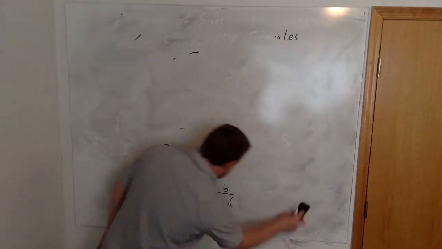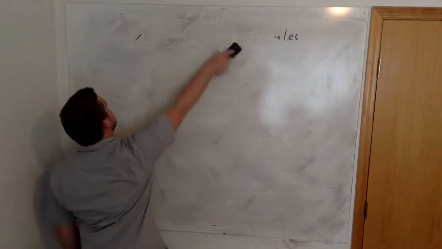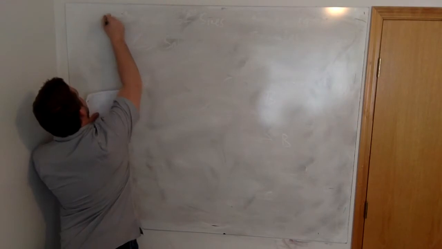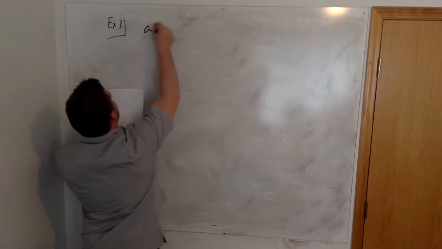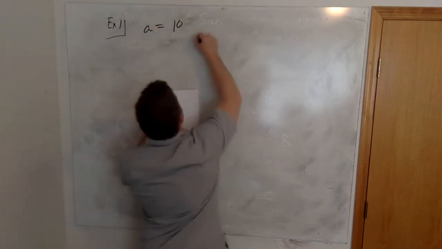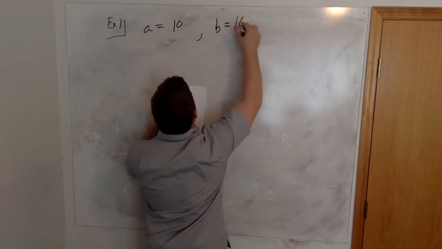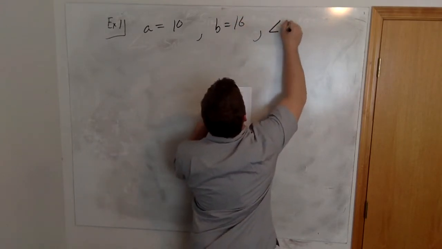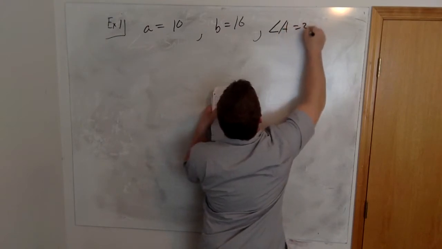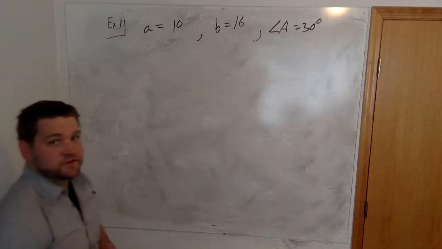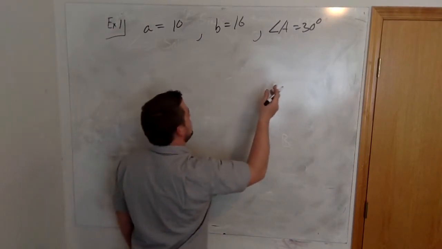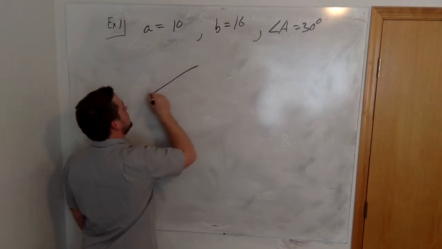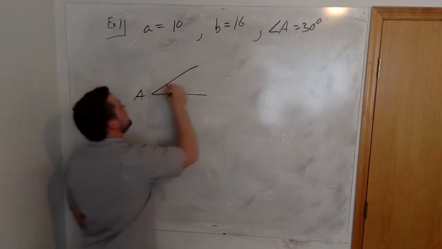Okay, so let's say we are given the following information. So here's our example one. Let's say they tell us that we have a side length a of 10, a side length b of 16, and that the angle A is 30 degrees. Okay, let's go ahead and draw this picture. So we have an angle A, it's 30 degrees. Okay, so this is an acute angle. We know for sure that angle A is 30 degrees.